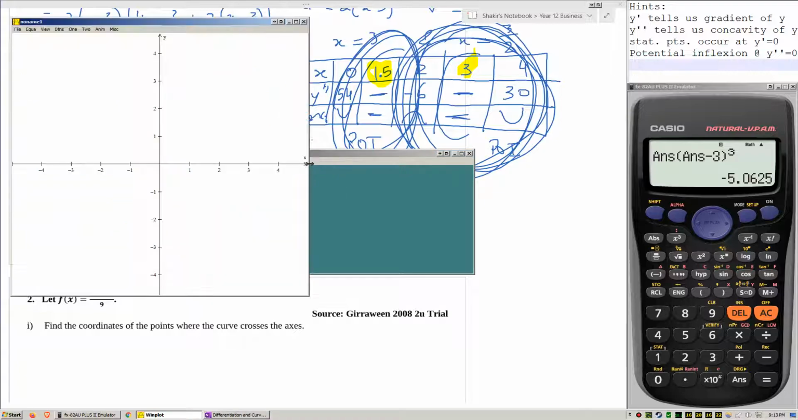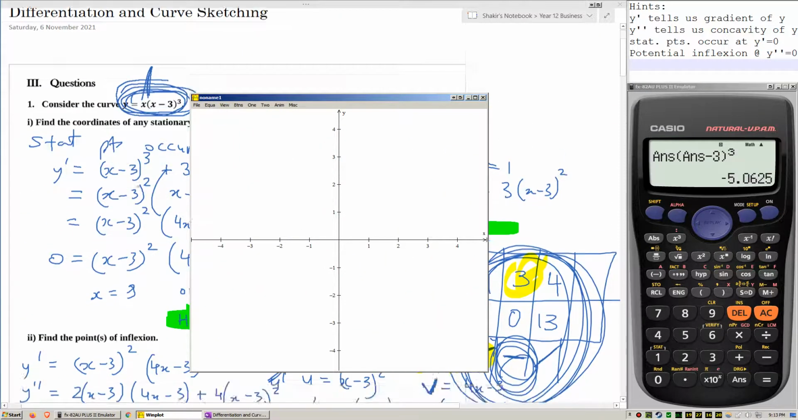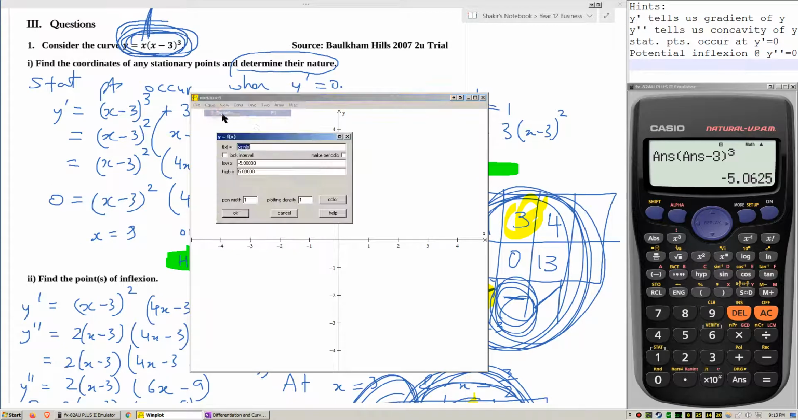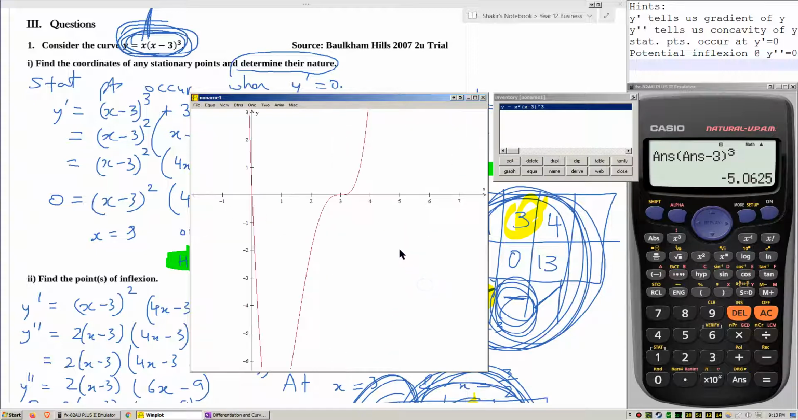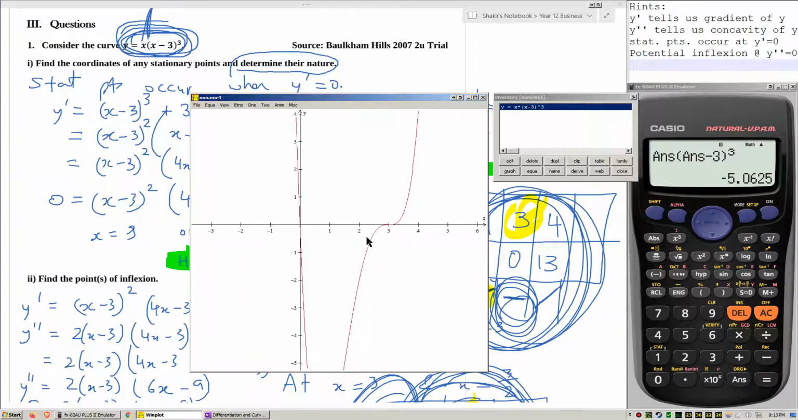So yeah, let's just plot this for the sake of curiosity. Explicit, and we are doing x multiplied by open bracket x minus 3 close bracket to the power of 3. Yes, and so as you can see, we got it right. I mean, more or less, that's exactly what happens.